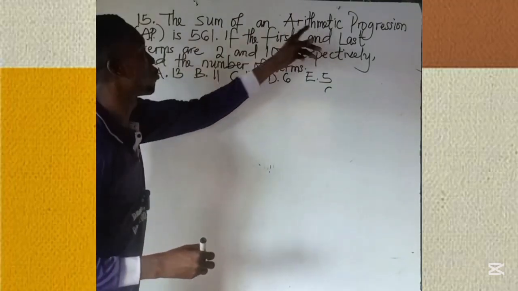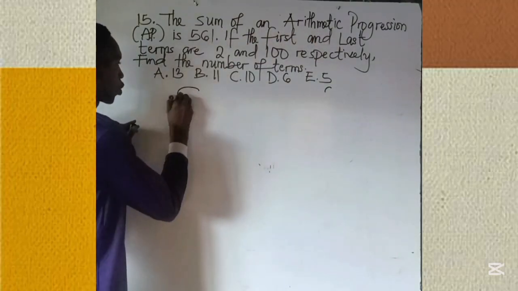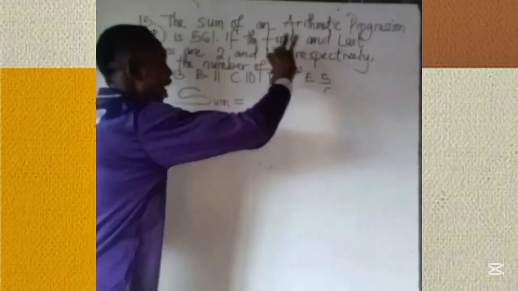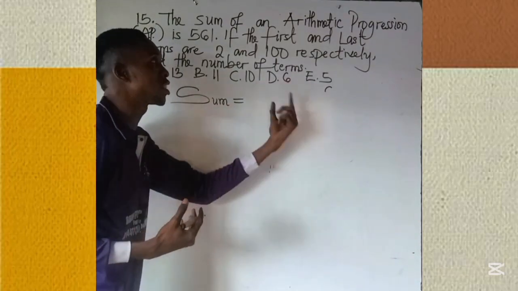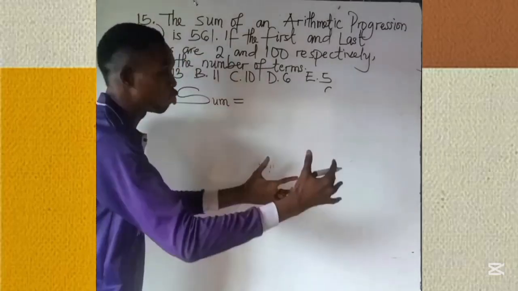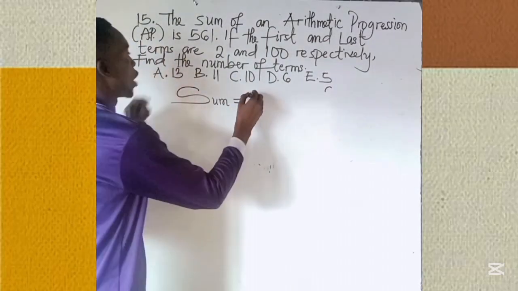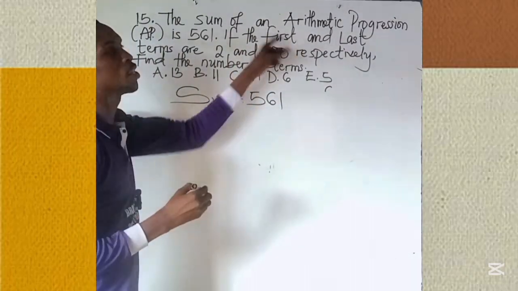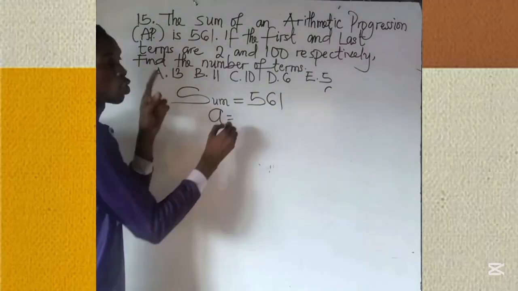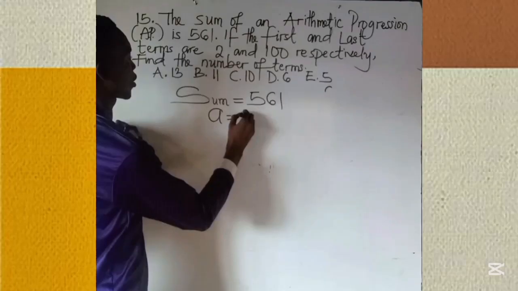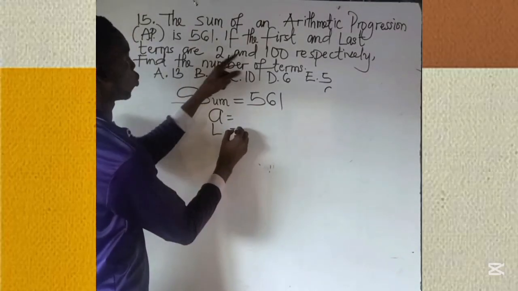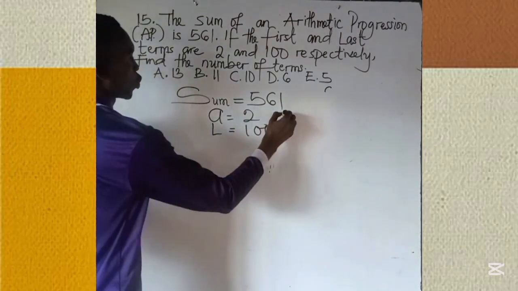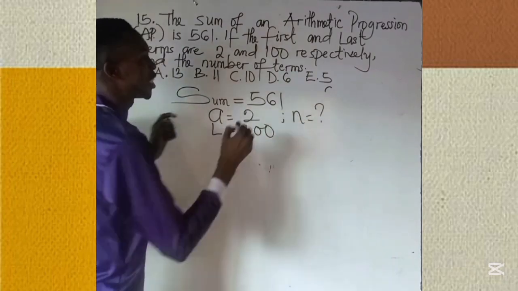Now, the sum of an arithmetic progression. Take note, they have already added all the terms in the numbers. They have added the first one, the second one, third one, up to the last number. So they have summed everything together, and the answer is 561. Now, A means the first term. So the first term and the last term are 2 and 100 respectively. So we have to find how many terms are in that sequence.